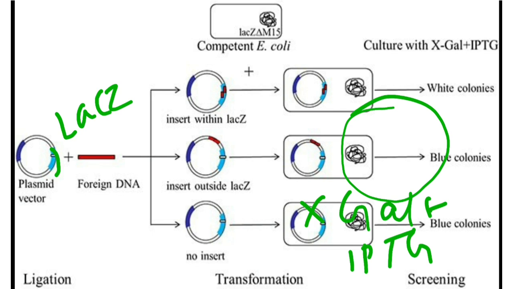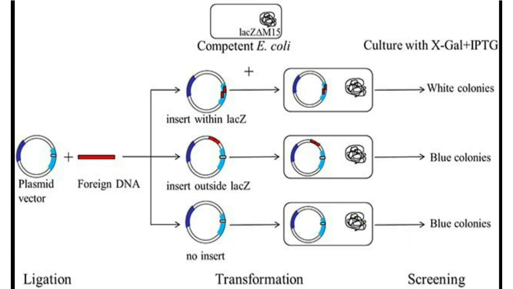IPTG. IPTG is an inducer that triggers the lacZ promoter to ensure expression. Then on X-gal medium, the bacteria having plasmid with lacZ will produce blue colonies. When we insert our desired piece of gene in the place of the lacZ gene, replacing the lacZ gene, it will produce white colonies instead of blue colonies.